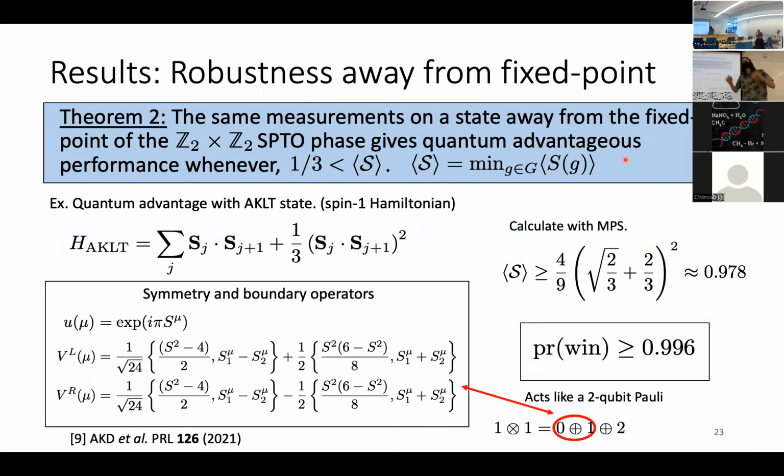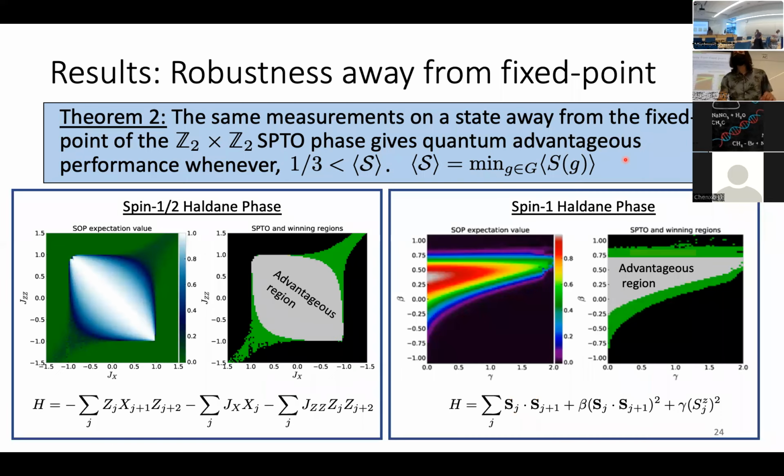Yeah. So maybe a good example would be what I have here on the next slide, which is thinking about numerics now, right? Asking how well could I do at arbitrary points in some model that supports an SPT phase? One example is this thing that I like to call the spin half Haldane phase, which is a Hamiltonian that contains these cluster state stabilizer terms, local transverse field terms, and this next nearest neighbor Ising coupling, right?